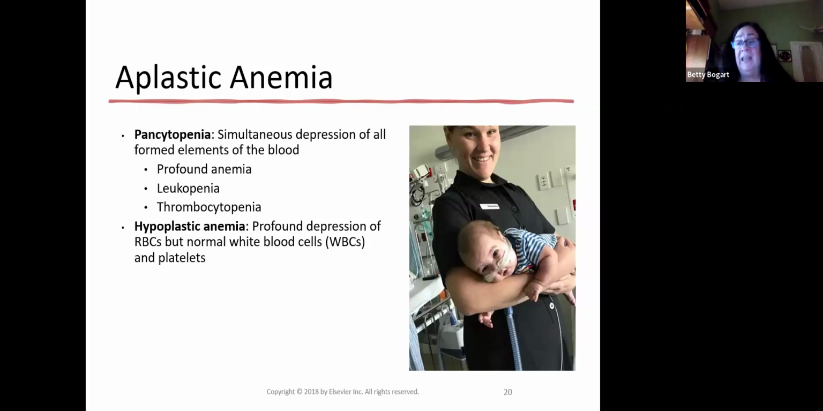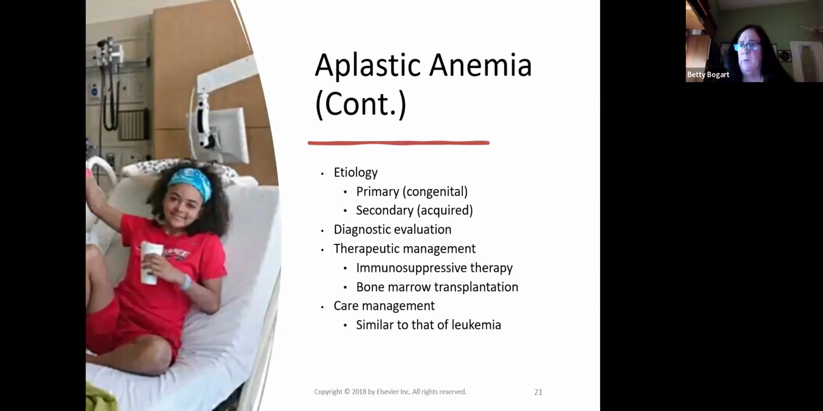So pancytopenia is the one you need to know here. There is another one that's a little different, but the one that we're discussing is pancytopenia. How do we treat it? Just like leukemia. This gets the chemotherapy, immunosuppressive therapy, maybe a bone marrow transplant to help.